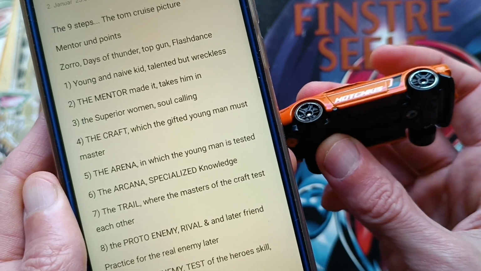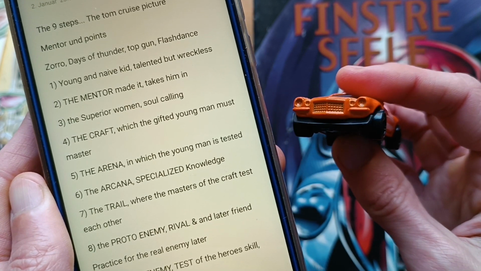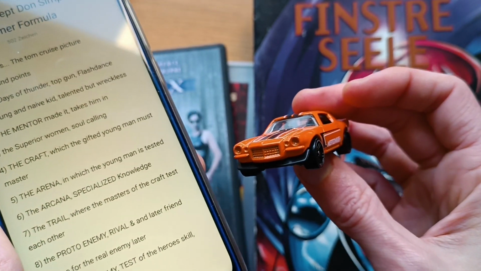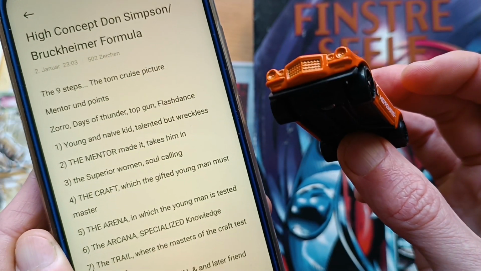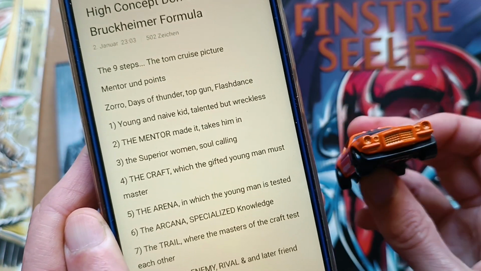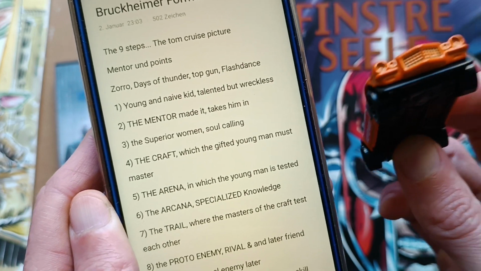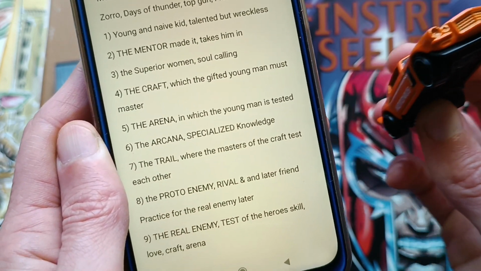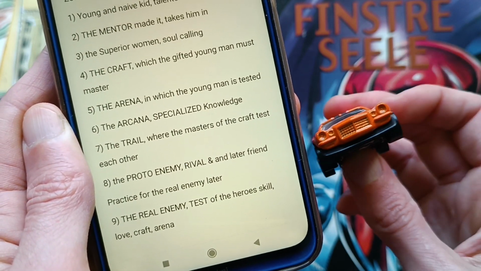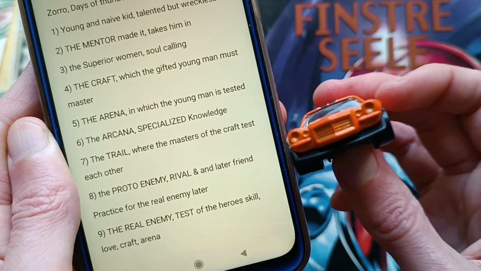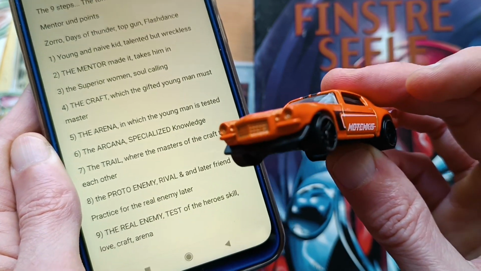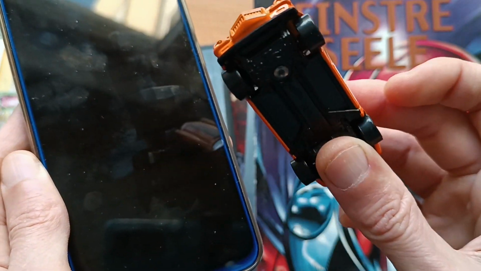And so his rival can't drive anymore, and from that point he's scared. From the midpoint he's scared, and we know that he's a gifted kid. We know that he could be the best. He has the mentor, the superior woman, the craft, the arena, the arcana, the trial, the proto-enemy. But now things are real. Our reckless hero recognizes that he's mortal, that everything he ever dreamed of could be gone in a second.